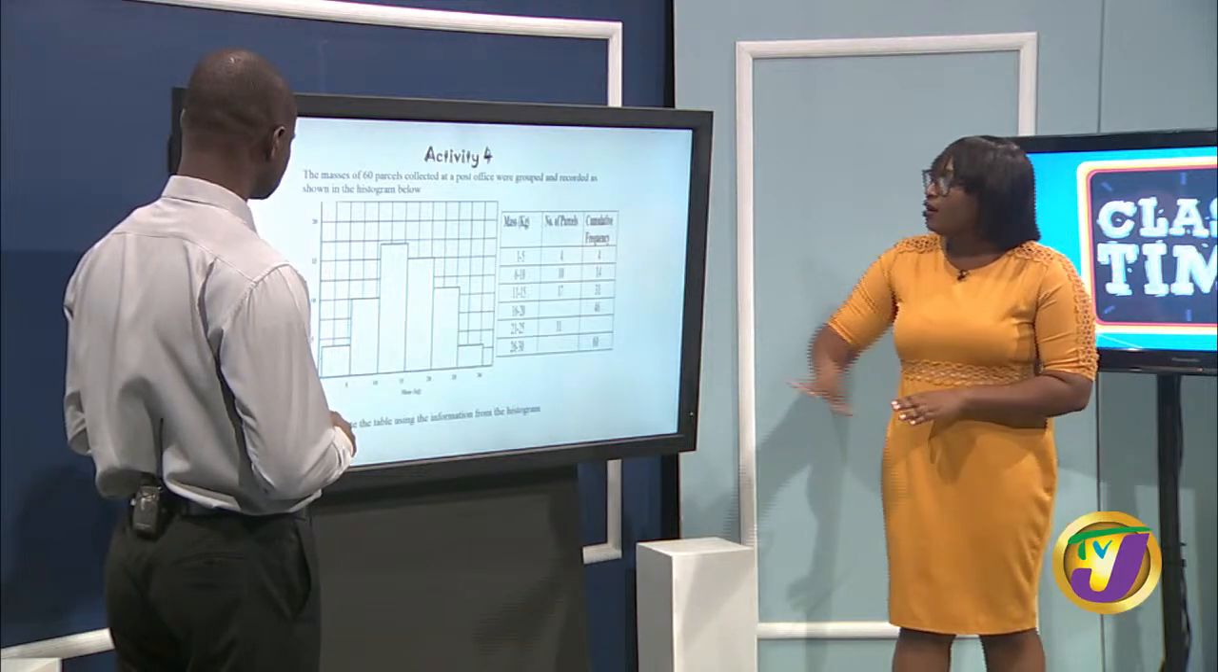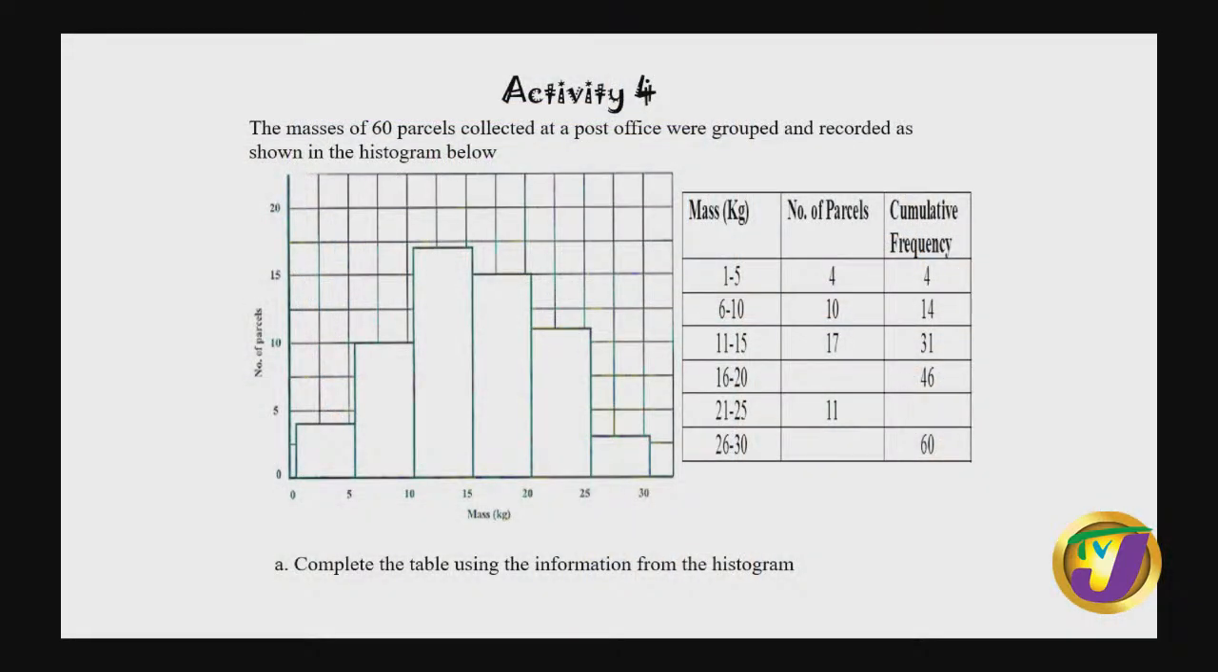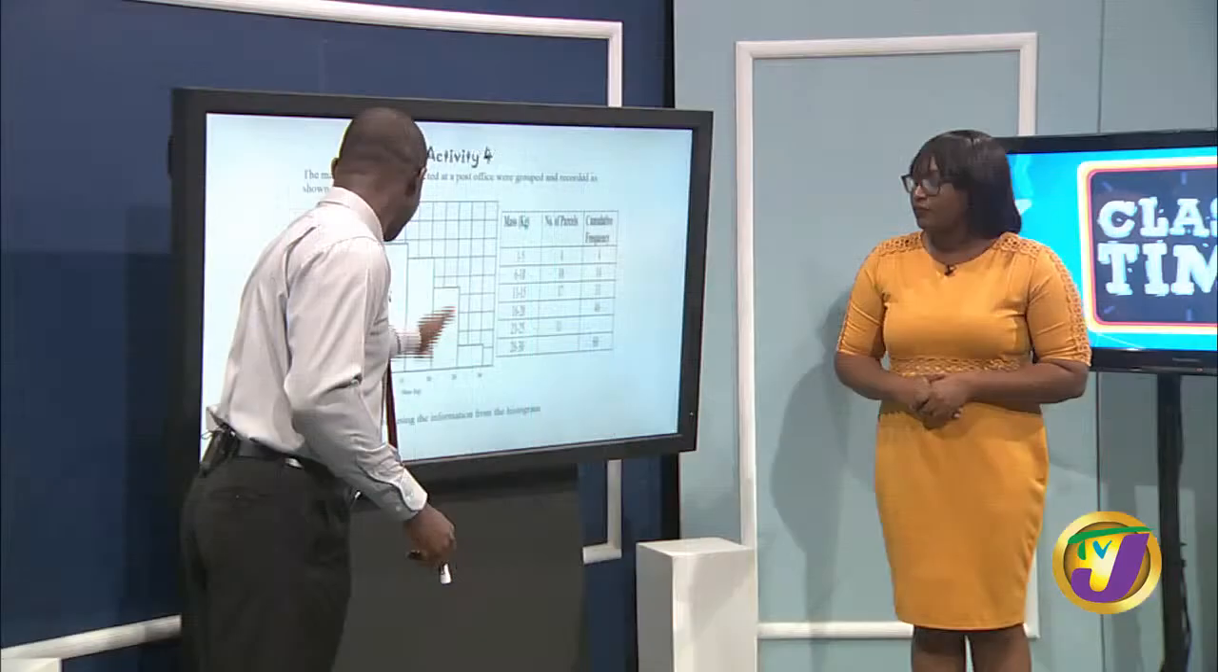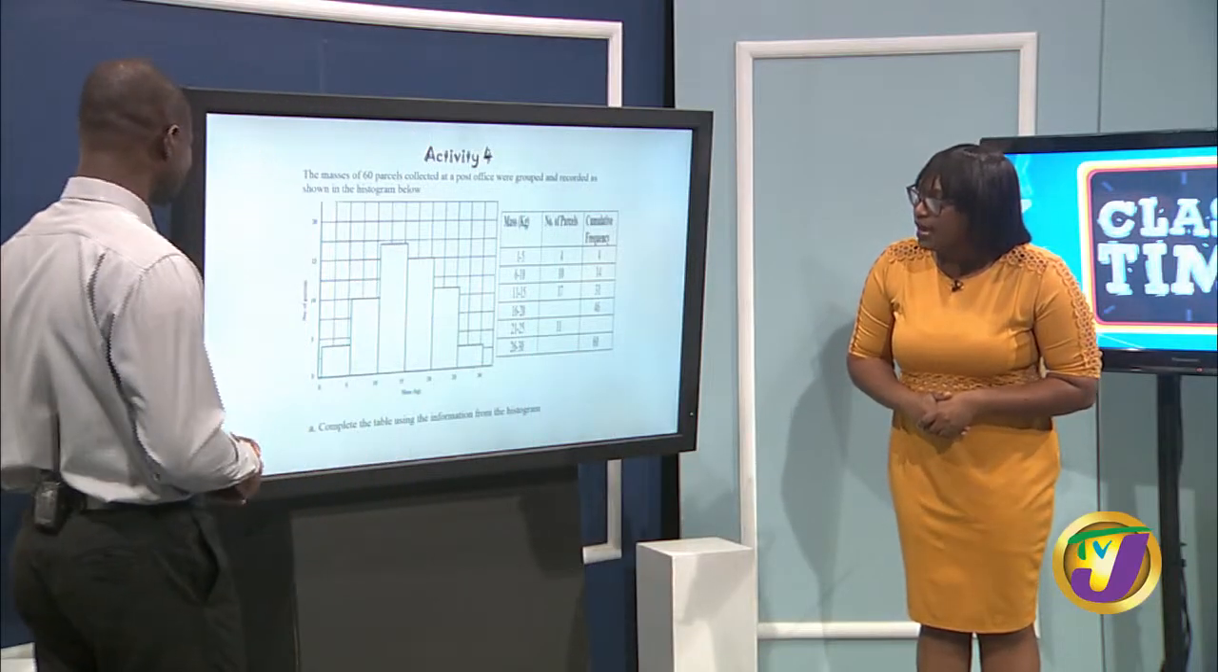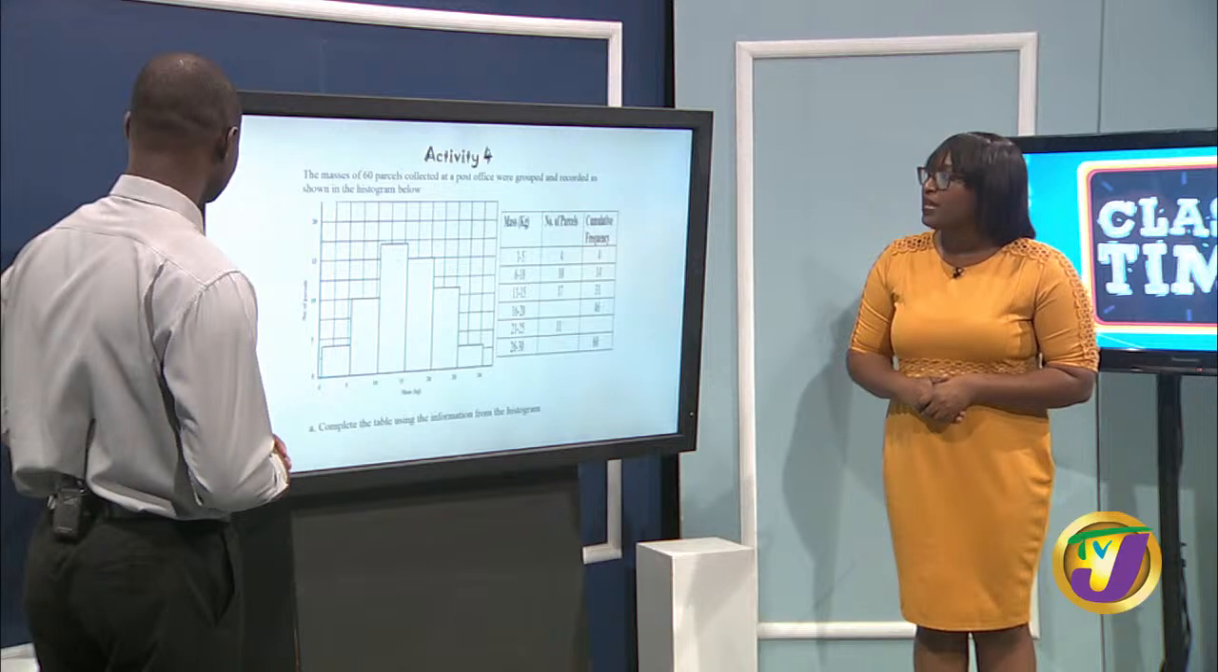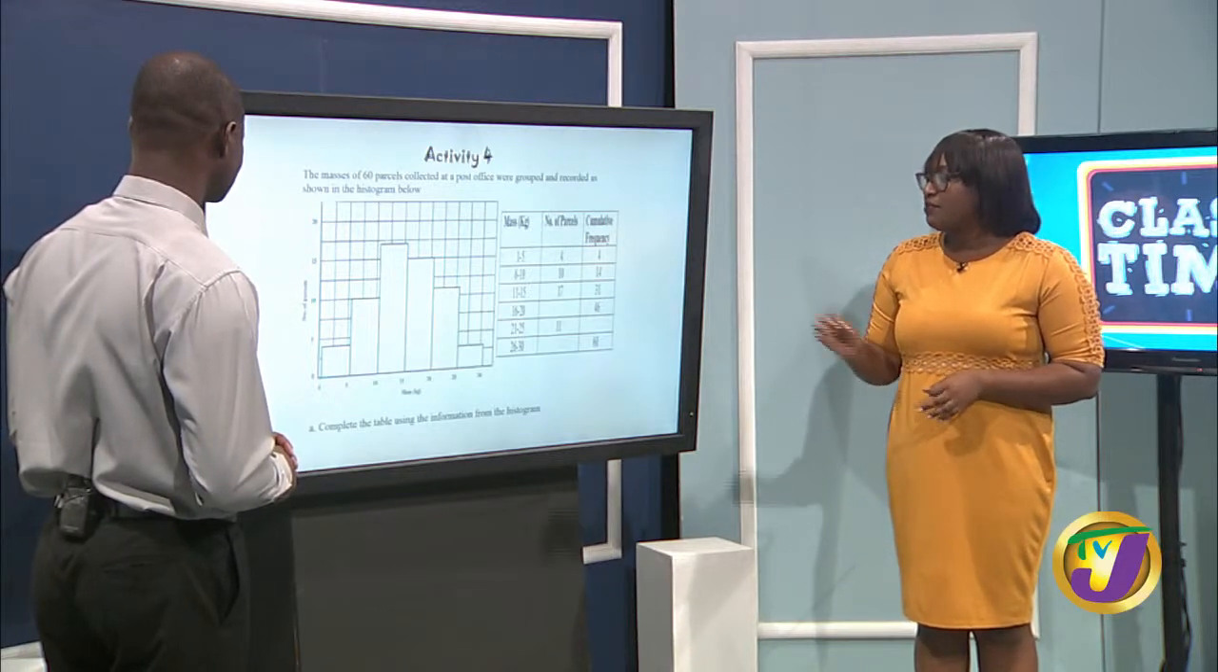If you notice the relationship, for the first interval, 1 to 5, we have 4 parcels, and we can see it right here on the histogram. It's the same thing. They're asking us now, for the interval 16 to 20, how many parcels do we have? So we go to our histogram, locate 16, and find out what bar would represent 16 to 20. It would be this one right here, and from just looking at it, that would have been 15 parcels.